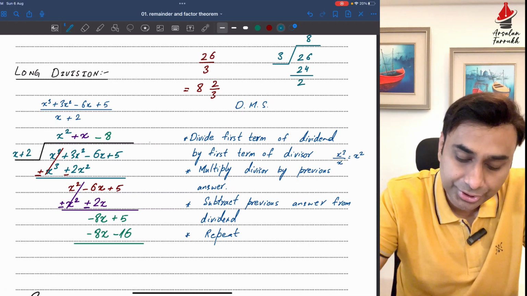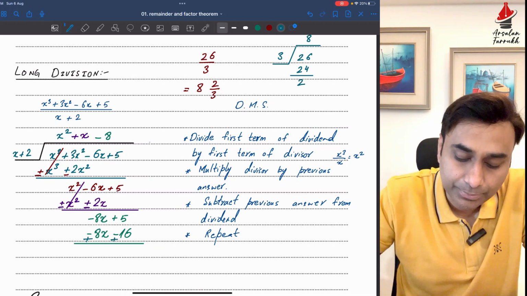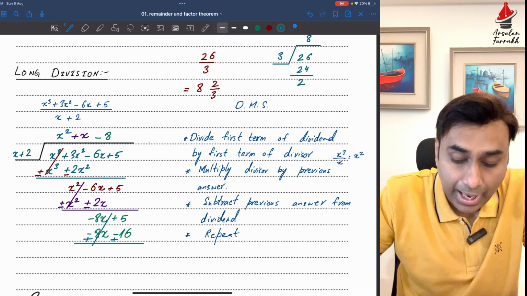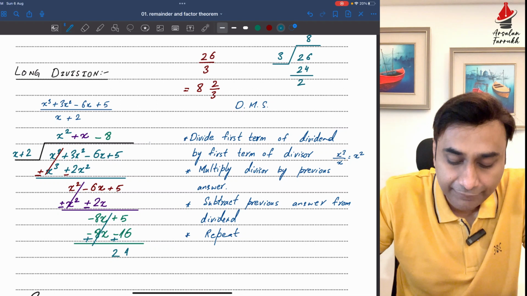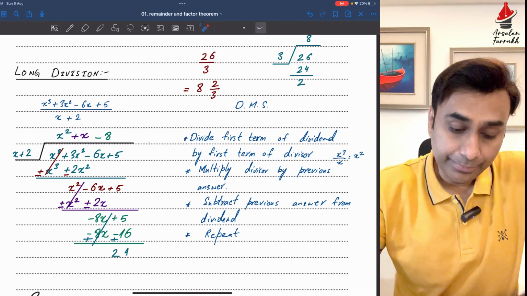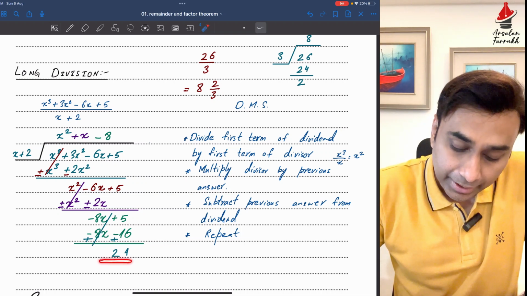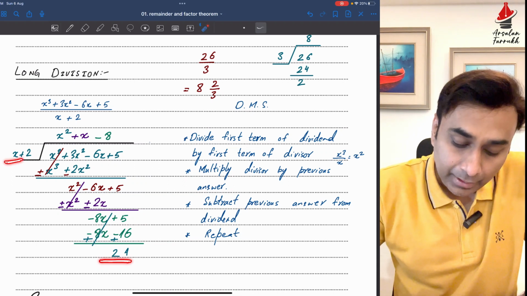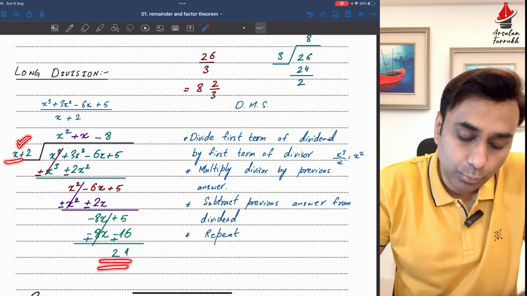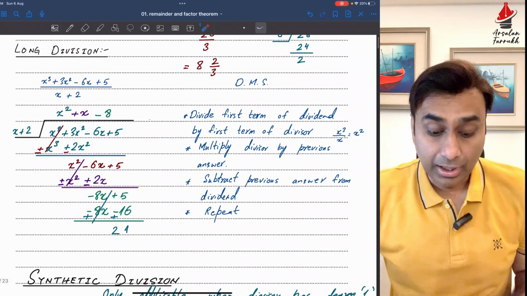So I would do the subtraction bit over here, and when I do the subtraction, this becomes plus. Minus 8x and minus 8x would cancel out, and 5 plus 16 gives me 21. So I cannot do division anymore, which means that an indication of where you have to stop is that this degree is less than this degree. So this polynomial divisor has degree 1, and now this is a degree 0, so that means you are done with the process of division.